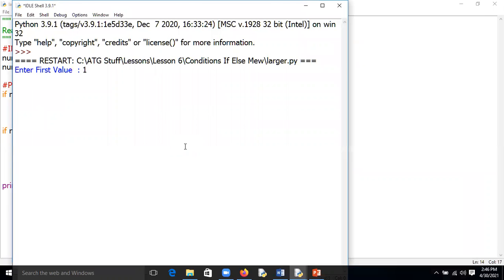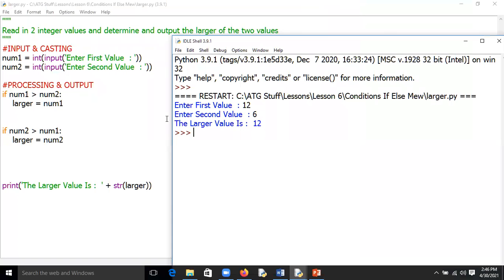Enter the first value, 12. Enter the second value, 6. And it's going to output that. Now, this is the program that's running. And remember, 12 was stored in larger. Do you follow?